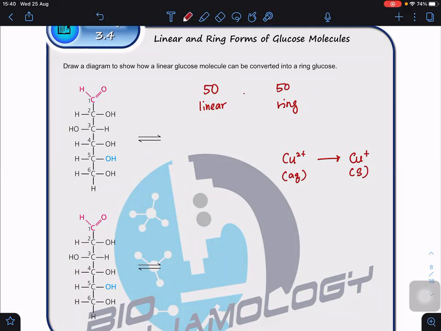But this ring and linear, they are in equilibrium. Are you clear? So try to imagine if of this 50, 20 of them react, the remaining is 30. Then 50 ring. So what will happen here is the equilibrium will switch this way. So it means that now we're going to have 40, and it increases here to 40, so that it will continue to react with the Cu2+. Always remember, only the linear structure can have the reducing property, because in the ring structure, you won't get the C double bond O anymore. Okay, so this is the principle of the Benedict test.